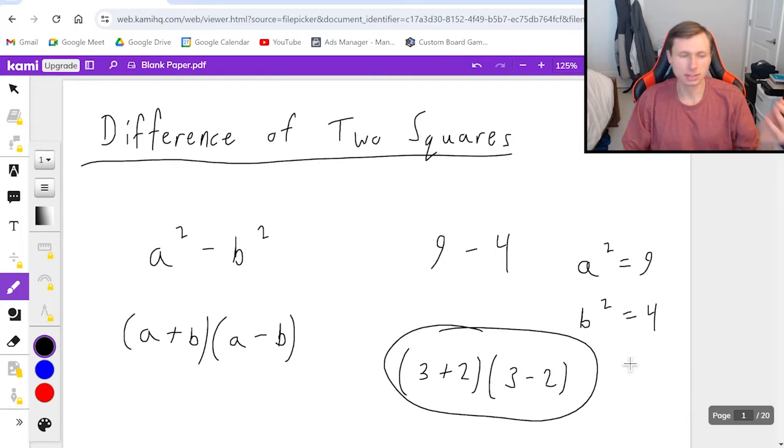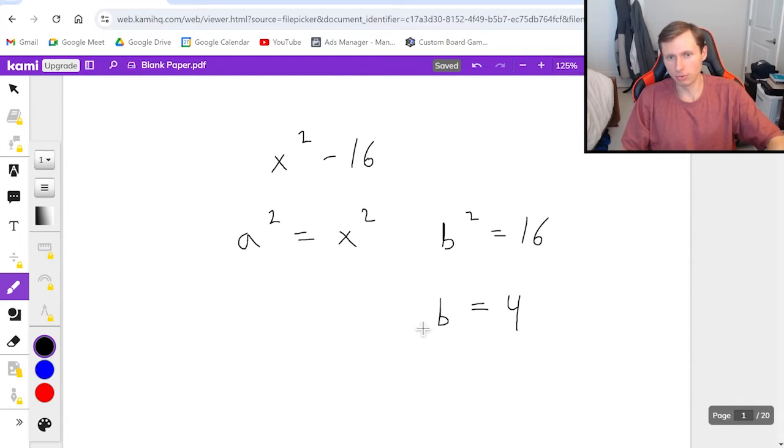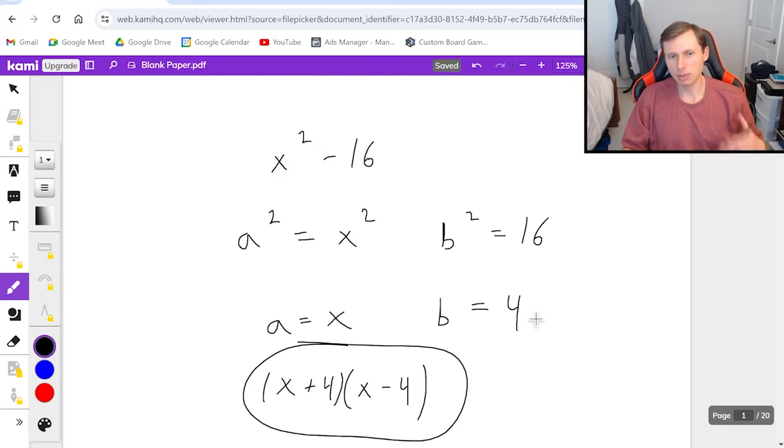That doesn't matter. And the other thing you should know is that if I have something like x squared minus 16, in this case a squared is x squared and b squared is 16. We know the square root of 16 is 4, so b is 4. But what's the square root of x squared? The answer is just x. So that means this answer would be x plus 4 times x minus 4. And now we're going to look at example after example until you start to get the hang of it.